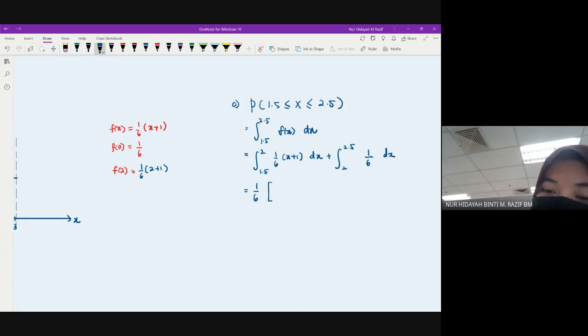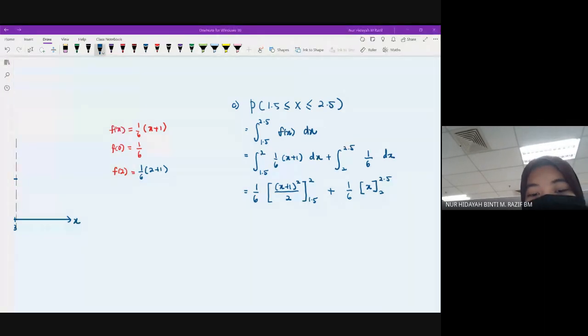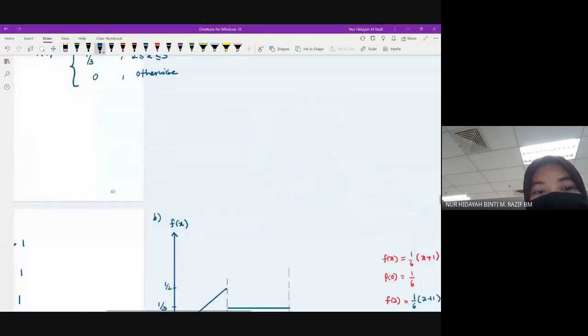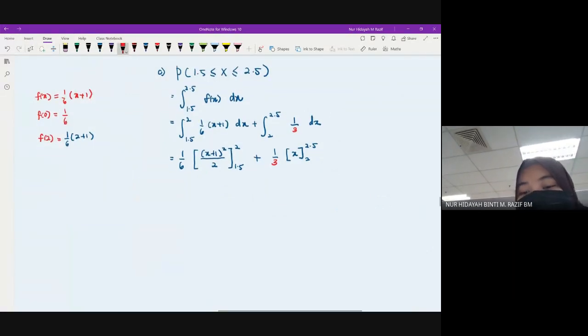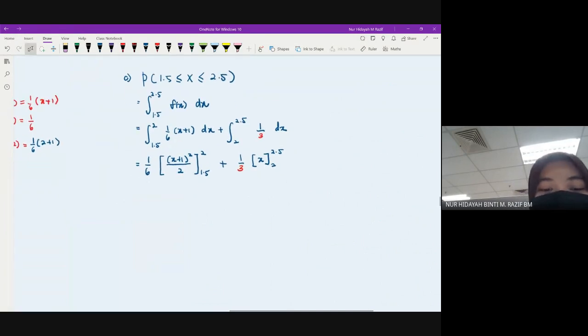So integrate saja 1/6 saya keluarkan. Saya akan dapat kat sini integrate dapat x tambah 1 kuasa 2 per 2. Limitnya adalah 1.5 sehingga 2 ditambahkan dengan 1/6. Integrate dapat x kat sini. So 2 hingga 2.5. So kita hanya perlu gantikan sahaja nilai. So just put your value there. Sorry, saya tersilap lagi. This should be 3. So 1/3 kat sini 3. Okay, so daripada sini kita boleh terus kira gantikan nilai and you should get 1/6.